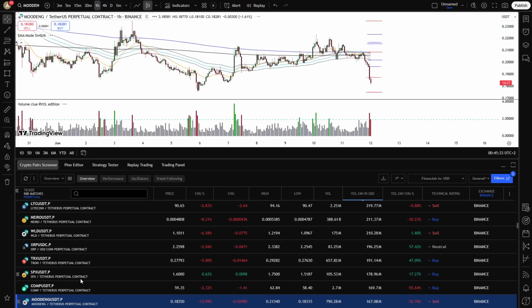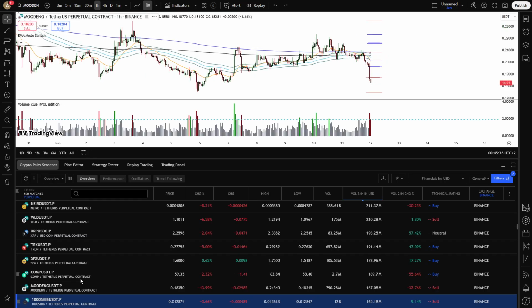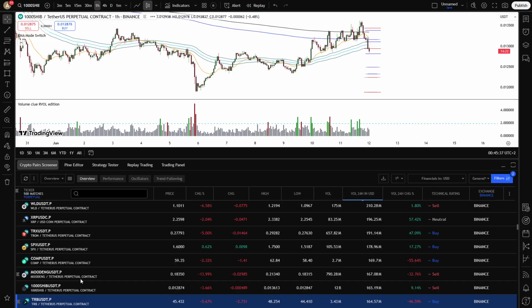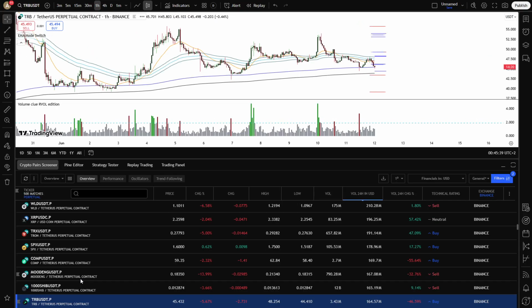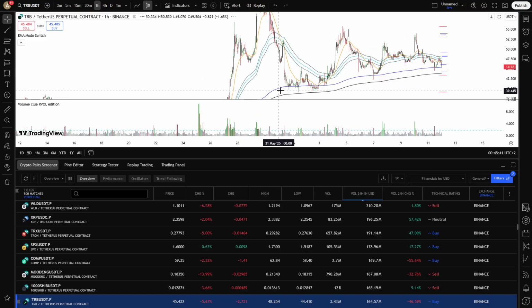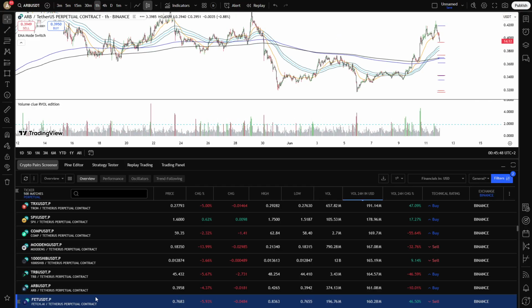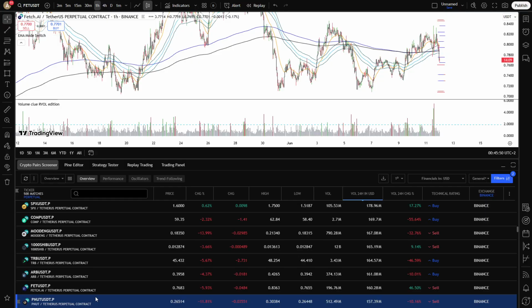Now let's go on to the next one. This looks shit. I don't like shit. DRB, still kind of consolidating back in those EMAs. Could be an opportunity. And this is just the way how fast you can go through them.